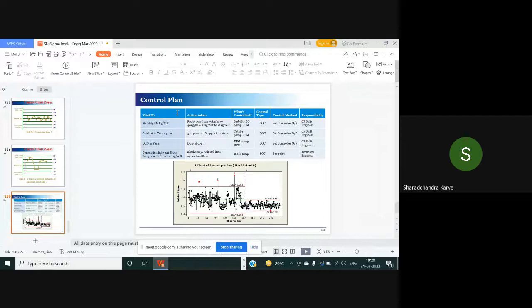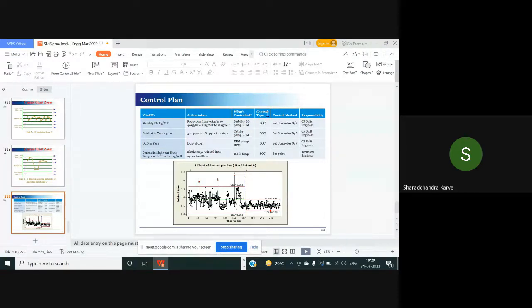This is one example of a control plan. What is your vital X? I will show you a project from polyester filament yarn, where we identified 4 X's. What are those X's? What is the action taken on them? What is controlled means what you are actually controlling. When we say we are reducing, for example, ethylene glycol in kg per metric ton, what are you actually doing? We are reducing the pump RPM. That is what is controlled.